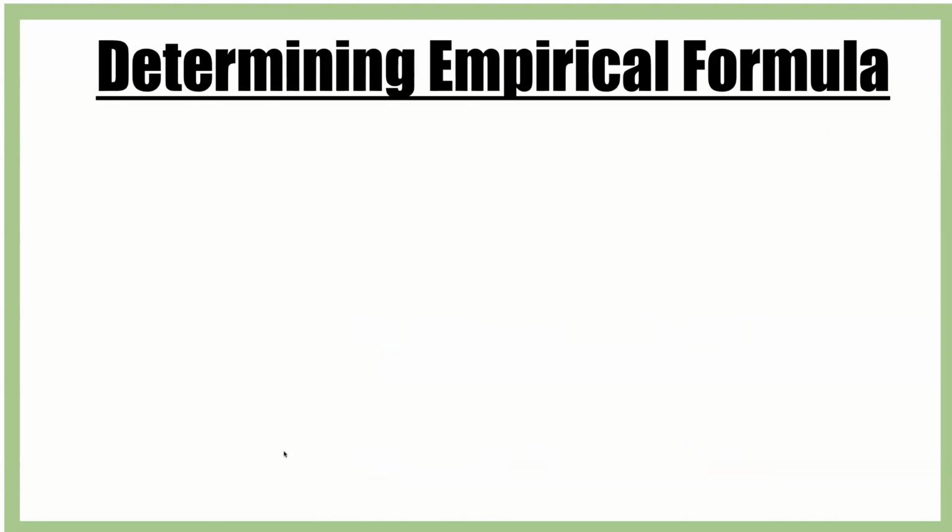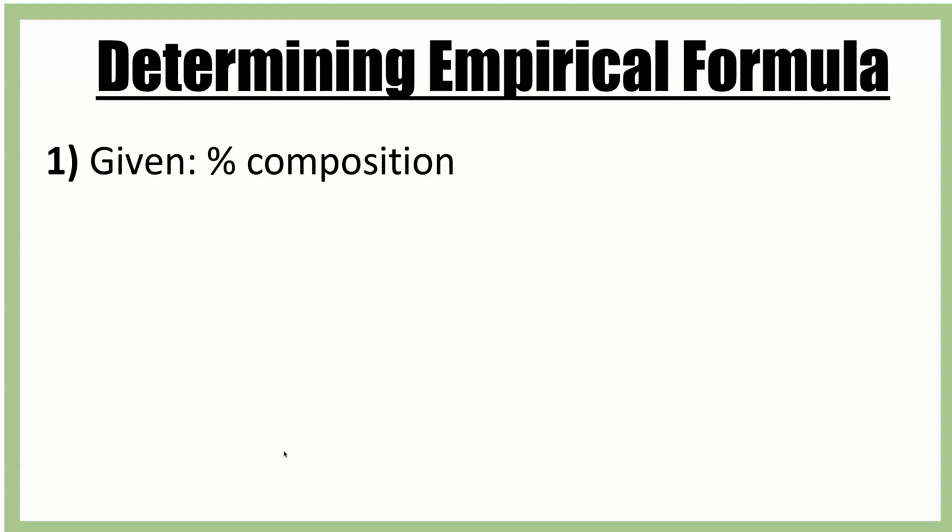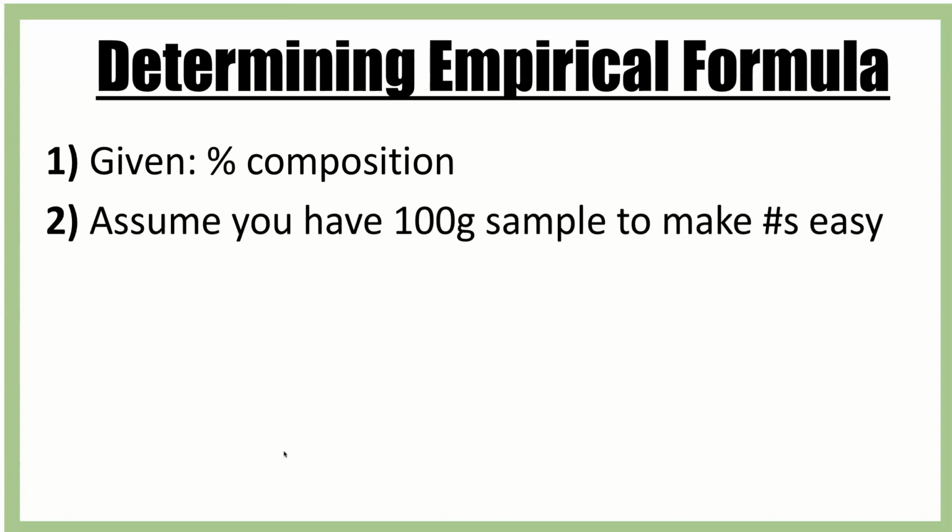So how do we determine the empirical formula? We have a few things we have to go through. Well, usually you're going to be given the percent composition to start. We're going to assume a 100-gram sample. It just makes the numbers easier. So you're not going to be told how large your sample is, but it's just a rule of thumb, assume a 100-gram sample. Then we use the rhyme. This is a very great rhyme. I love this one.